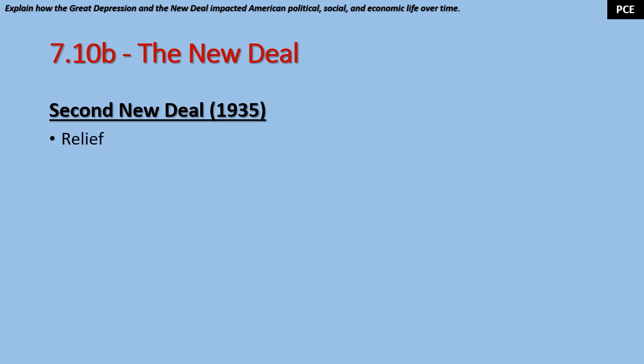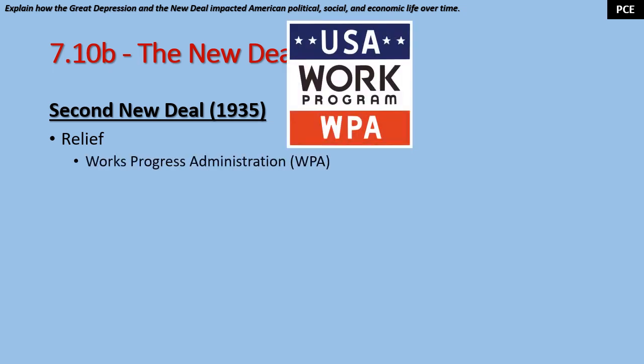I am categorizing a couple of these elements for you here. In the category of relief, relief is trying to give assistance to people in need of immediate relief, and so we're talking about jobs. In 1935, the federal government creates the Works Progress Administration. The W shows up in a few of these acronyms, and it usually stands for works, as in trying to put people back to work.